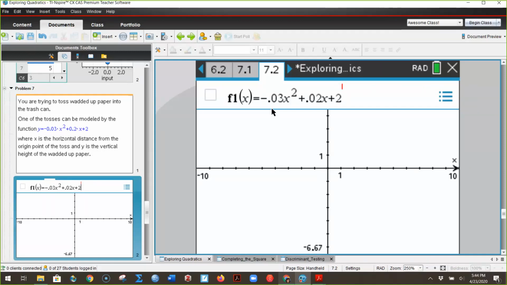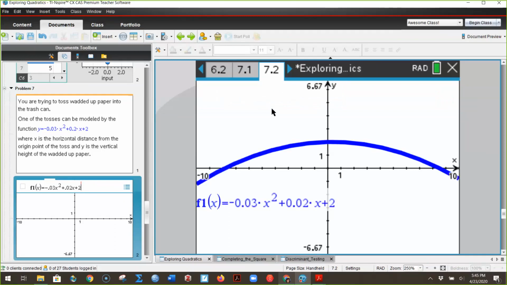going to face downward. Do we have any idea? So if it's facing downward and it has a y-intercept, could we predict the number of zeros it would have without calculating a discriminant? So we can even connect all of those pieces in there. I'm going to press enter, and here's the picture. That's not too bad, really.